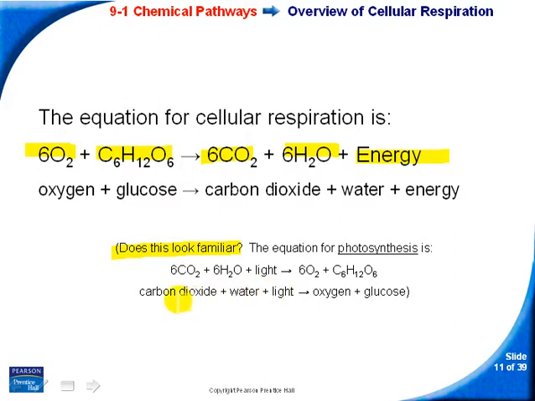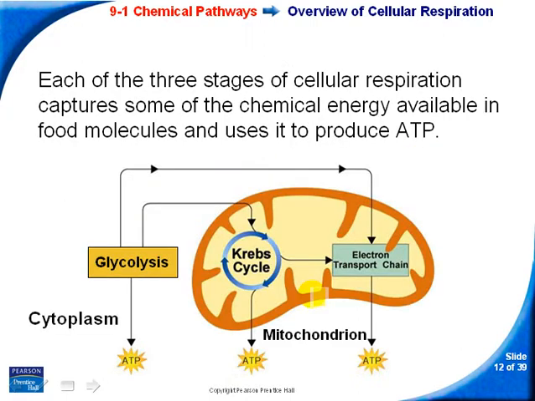Instead of oxygen and glucose being the products, they are the reactants. And rather than energy being released, we used energy in photosynthesis to get the oxygen and the glucose. So it's backwards. And we'll review this again later on in this chapter.